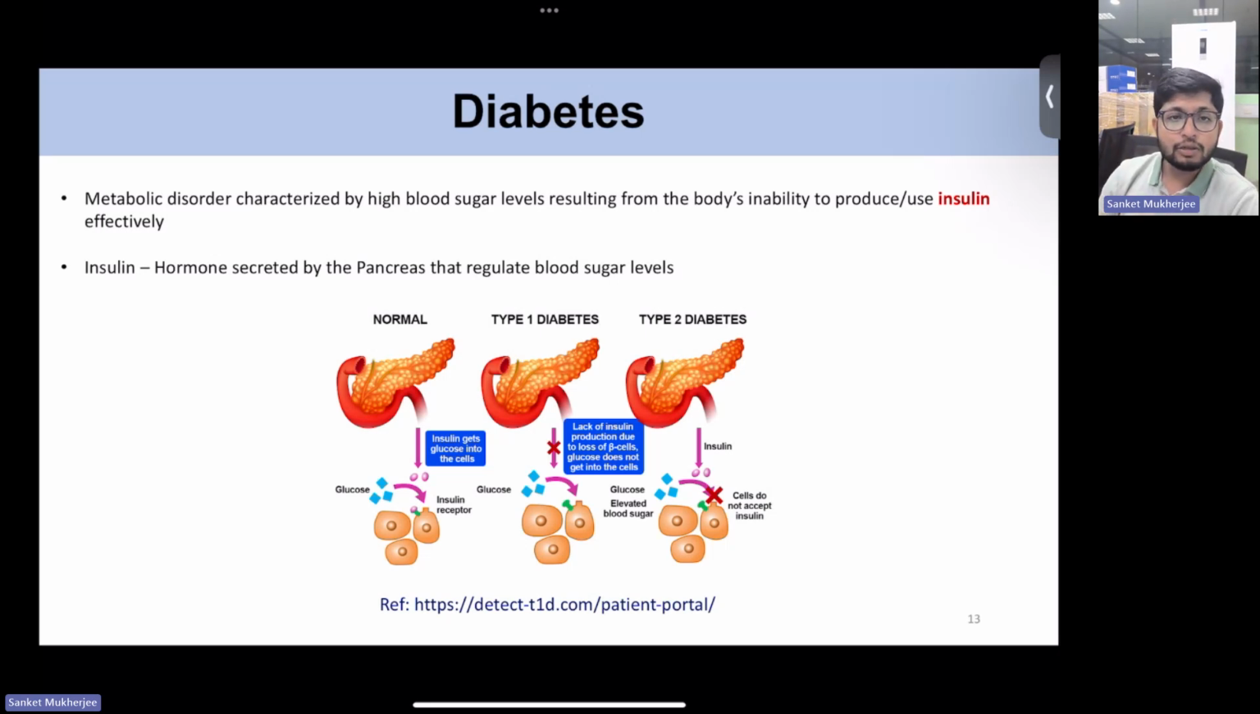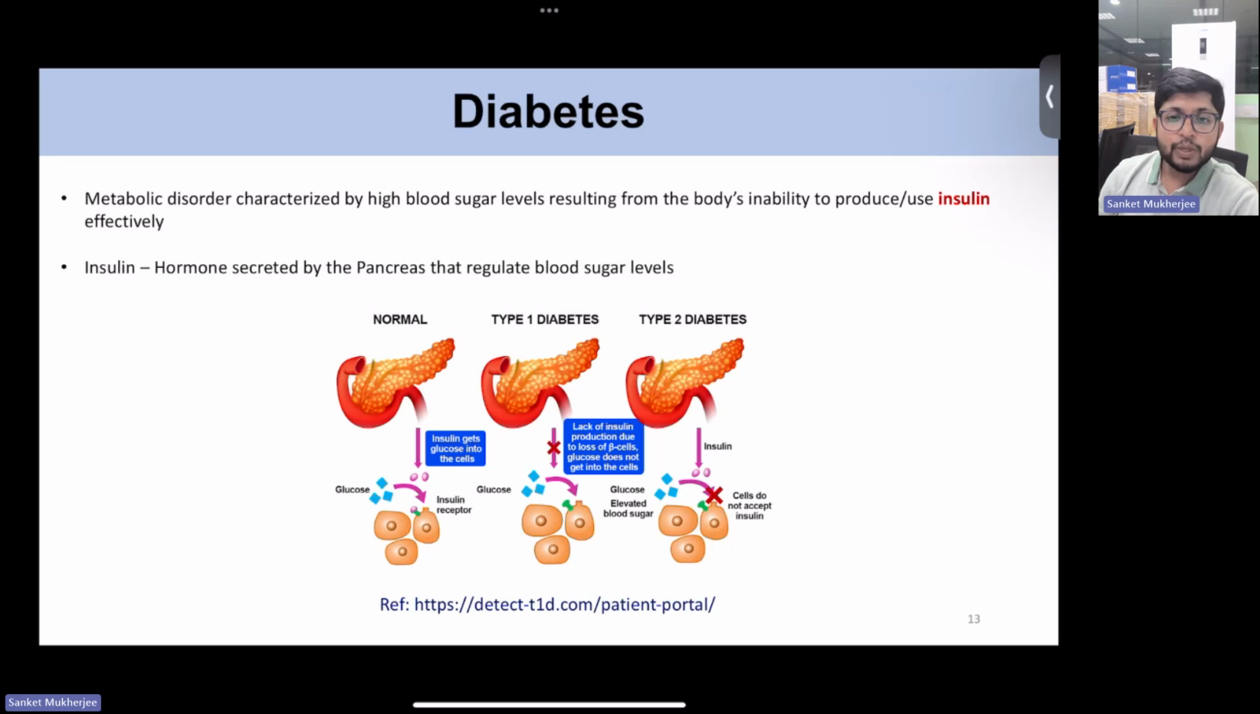Diabetes is a metabolic disorder characterized by high levels of blood sugar because the body is unable to produce insulin, or it cannot utilize insulin, is not receptive to insulin. Now, insulin is the hormone secreted by the pancreas that regulates the blood sugar level. So diabetes can be of two types.